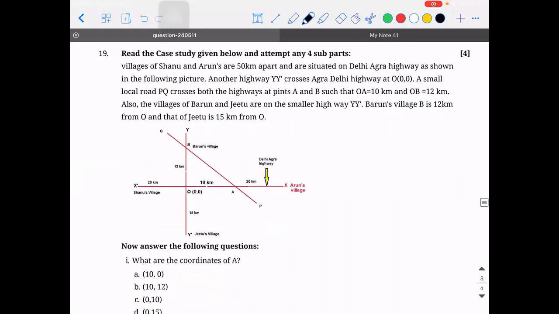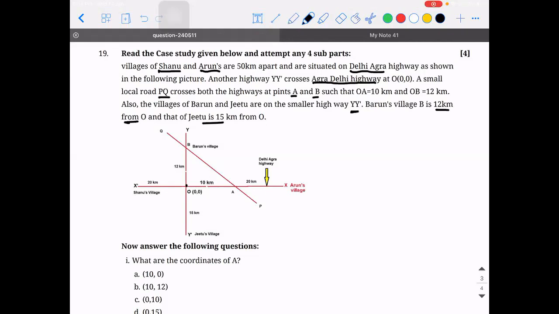Okay, next. Villages of Shanu and Varun are 50 km apart and are situated on the Delhi-Agra highway as shown in the following picture. Another highway YY' crosses the Agra-Delhi highway at 0, 0. A small local road PQ crosses both the highways at the points A and B such that OA is 10 km and OB is 12 km. Also, the villages of Barun and Jitu are on the smaller highway YY'. Barun's village B is 12 km from O and that of Jitu is 15 km from O.